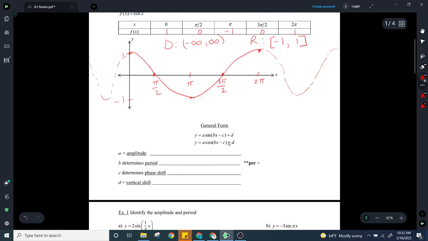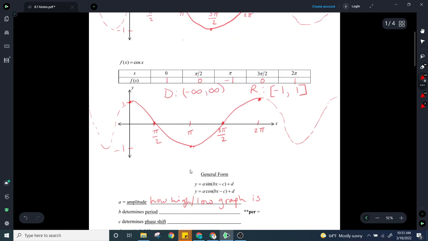In general, the graphs are modified like this. So the basic equations will look something like this: A sine of (bx minus c) plus d. And so each of these variables, a, b, c, and d, will affect the graph in some way. So A represents the amplitude. And so you can think of the amplitude as how high and low the graph goes.